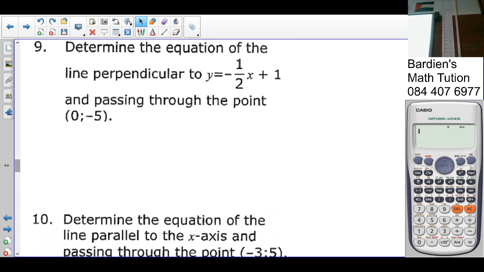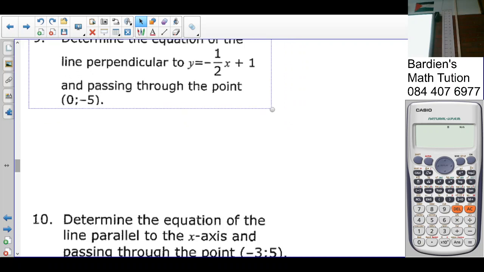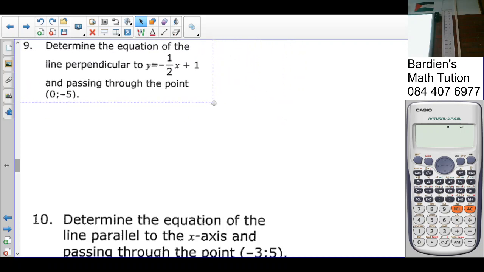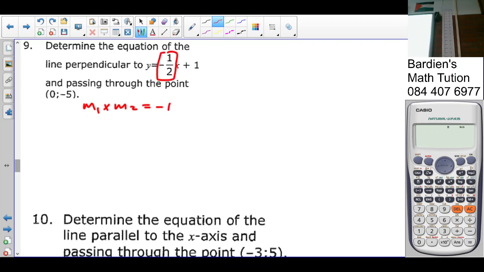The next one, we are told to determine the equation of the perpendicular. If lines are perpendicular, what do we know? The product of the two gradients is negative 1. So what is the gradient of the first line? The gradient of the first line is negative half, times the gradient of the second is equal to minus 1. So the gradient of the second line is equal to 2. So what's the equation of this line? y is equal to 2x plus c.